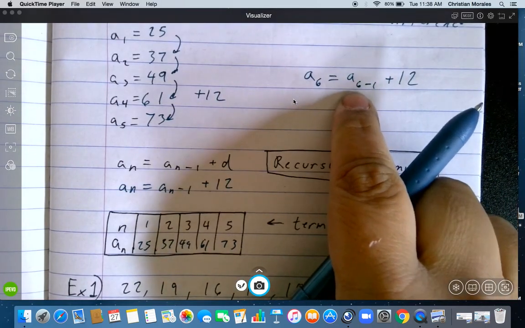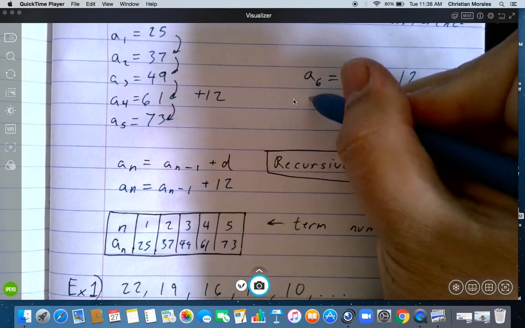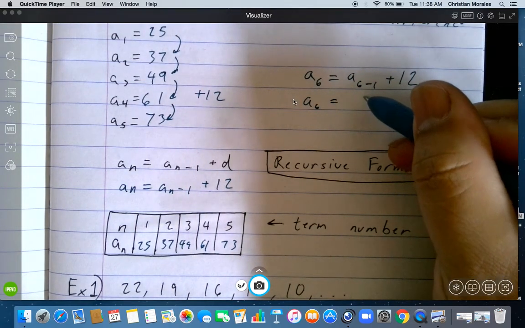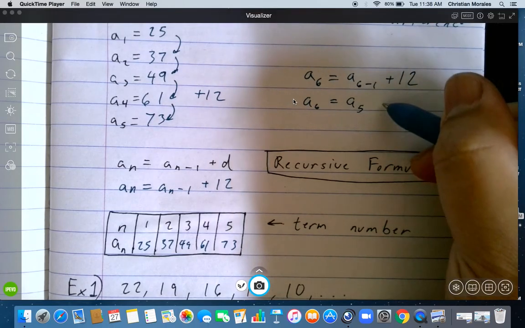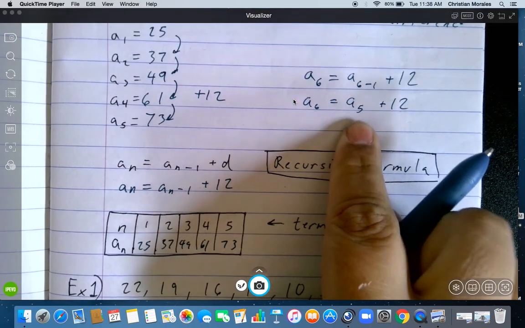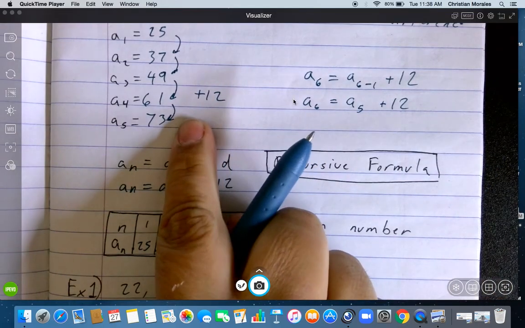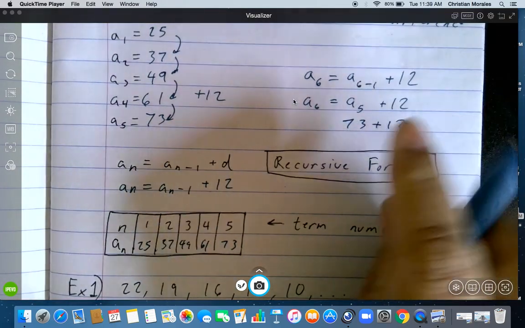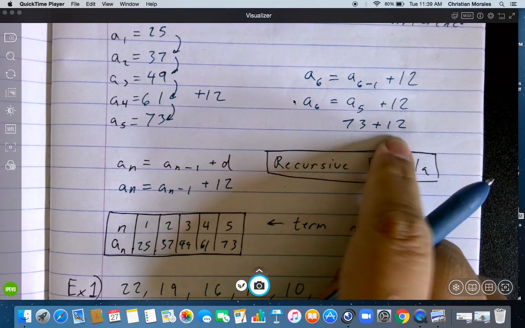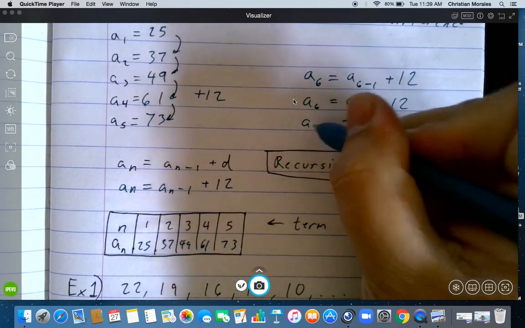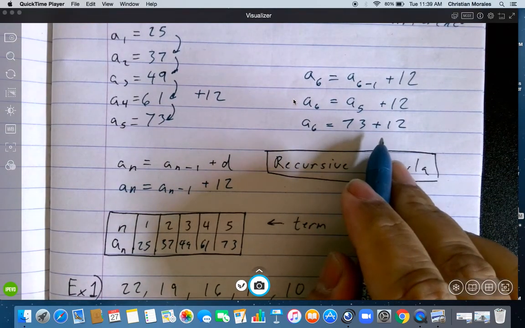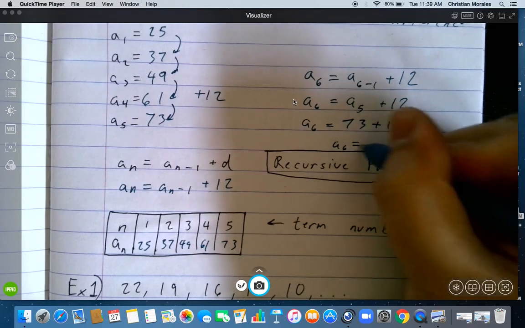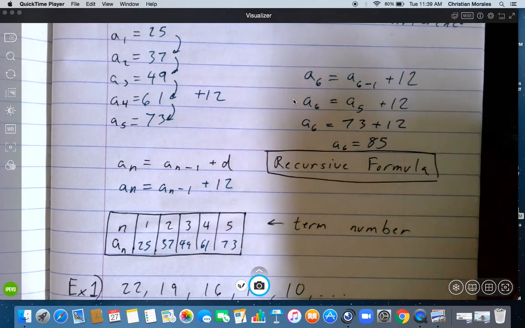Now you notice this is 6 minus 1. Well, the reason they put 6 minus 1 is you have to use the term that came before 6. What is 6 minus 1? 5. So that means you have to use the 5th term. Well, the 5th term is 73. So how do you find the next term? You take 73 and you add 12. That's how you get the 6th term. So 73 plus 12 would be 85. So A6, the 6th term, would be 85.